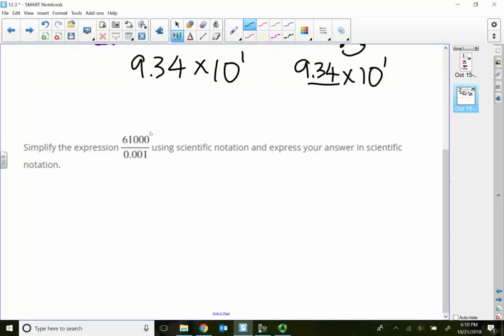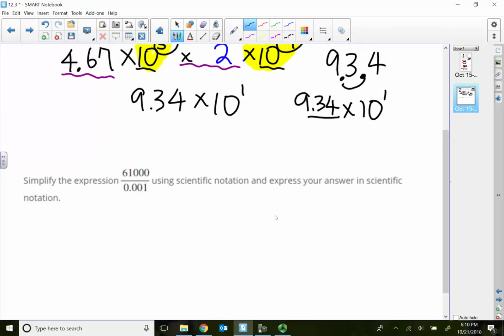Let's try with division. Again, I'm going to do this by hand real quick, then I'm going to put it in the calculator. 61,000, I know it's going to be 6.1, because I need to move my decimal from behind the 0 to between the 6 and 1. How many places will I move? 1, 2, 3, 4 places. Now take that divided by 0.001. The decimal needs to be behind the 1, so that will give me 1 times 10 to the negative exponent, because this number started with 0 point something. 1, 2, 3 places. Very good.